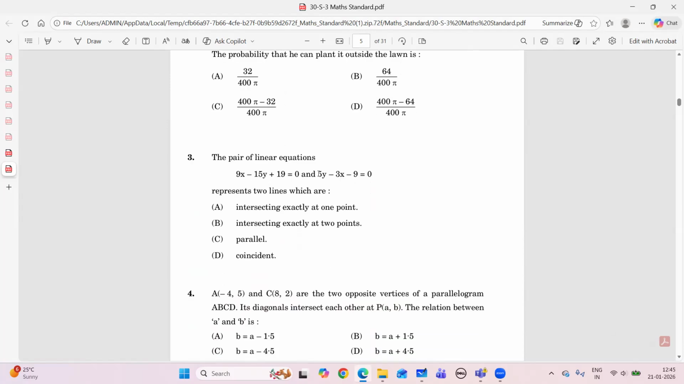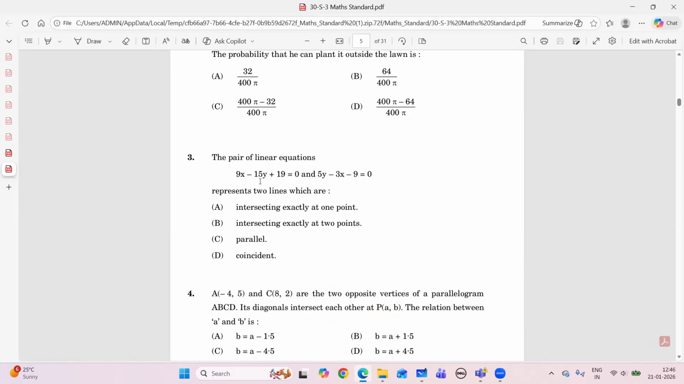The pair of linear equations 9x minus 15y plus 19 is equal to 0, and 5y minus 3x minus 9 equal to 0 represents two lines which are... We know that if the first equation is a1x plus b1y plus c1 equal to 0, and the second is a2x plus b2y plus c2 equal to 0, we have to compare the like coefficients, that is a1 by a2, b1 by b2, and c1 by c2. Okay, let us do that.